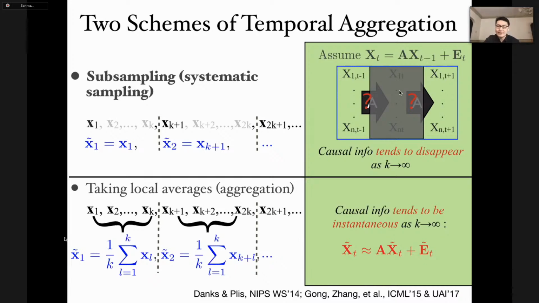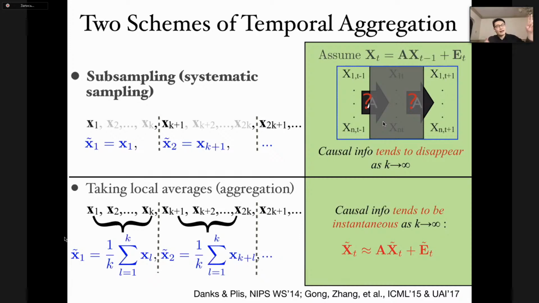Here you can see the graphical illustration of this procedure. We have the original causal process time series, and we cannot observe the information in between this observed value and that observed value. Not surprisingly, if the downsampling factor k is very large, then you have a lot of missing information, and finally causal information tends to disappear.